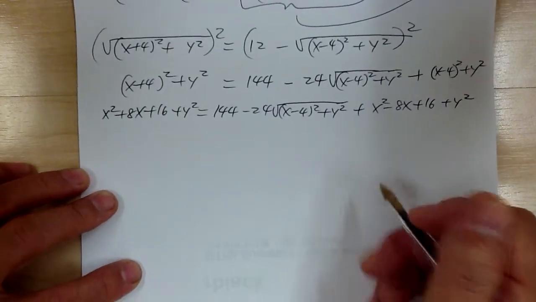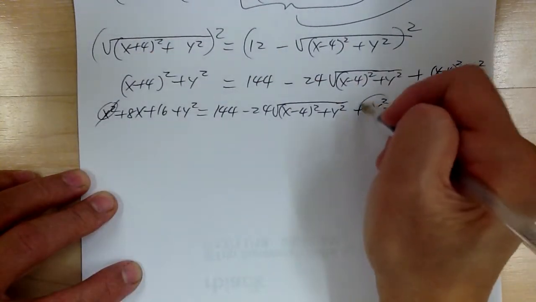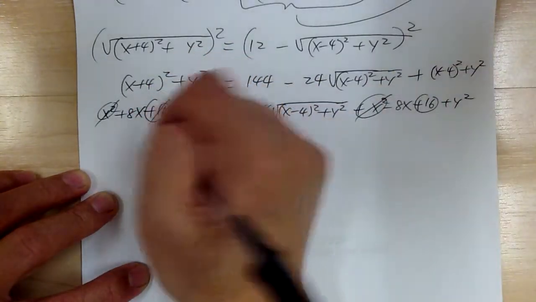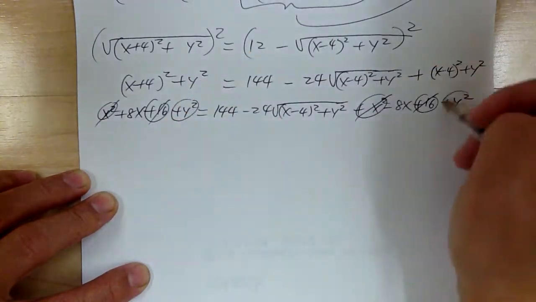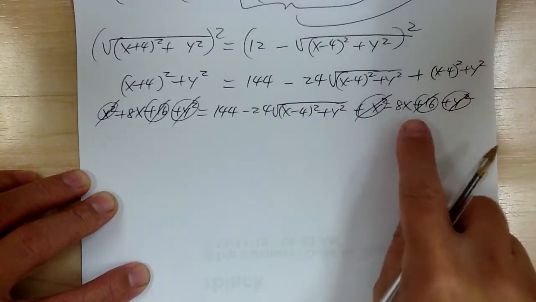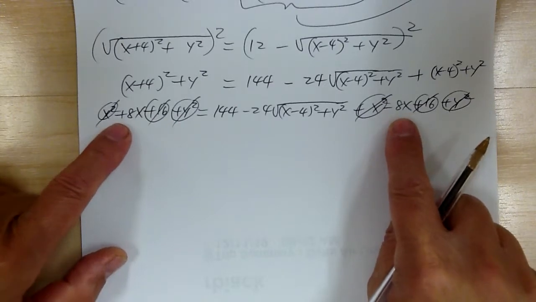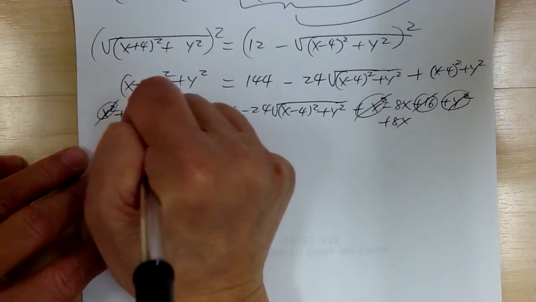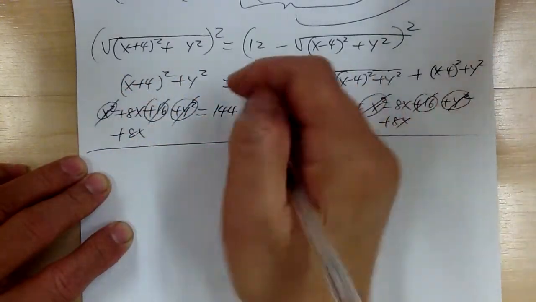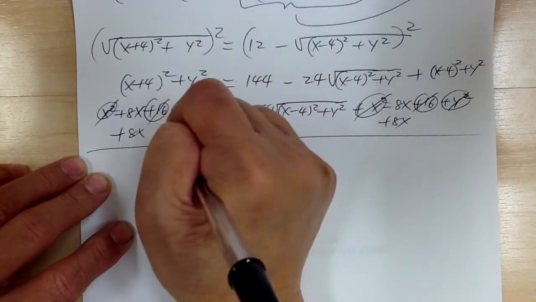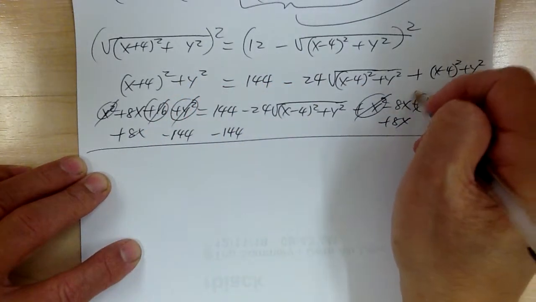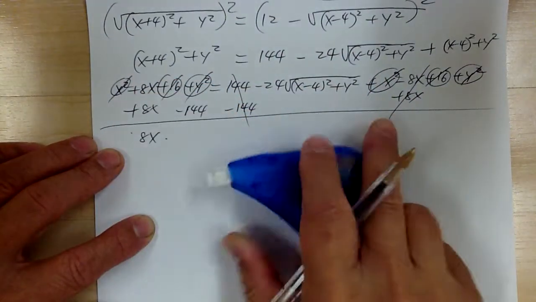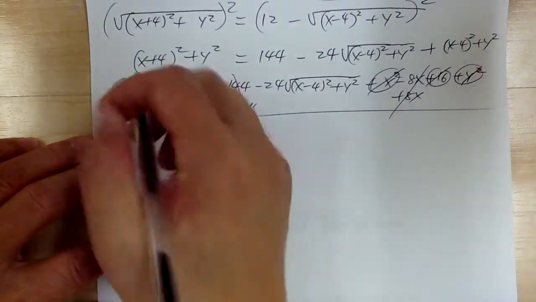Okay, so I'm going to start to simplify things. The x squared and x squared cancel out. The 16 and 16 cancel out. The y squared and y squared cancel out. Now don't cancel out this, because they are not the same. So I'm going to move this to this side, so plus 8x plus 8x. You can see they don't cancel out, right? And minus 144, minus 144. So I get 16x, 8 and 8 is 16. So be careful, don't forget to add.